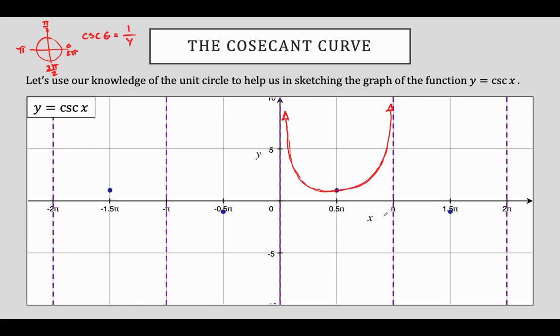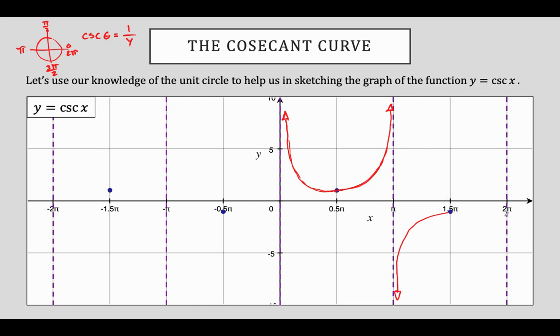Okay, between pi and 3 pi over 2. That brings us down here into the third quadrant. And cosecant in the third quadrant is negative. That means all of my outputs here have to be negative. They must be below the x-axis. Well, that means that as I approach this vertical asymptote from the right-hand side, my graph must go down to negative infinity.